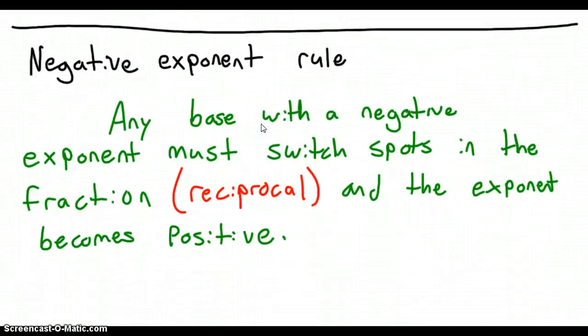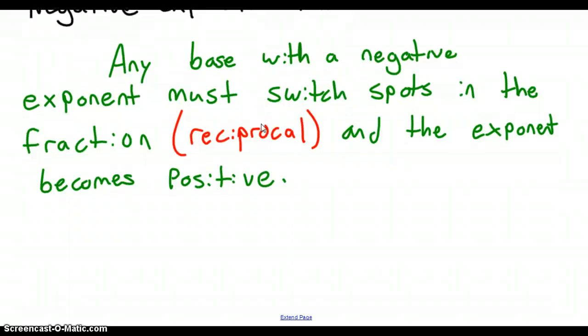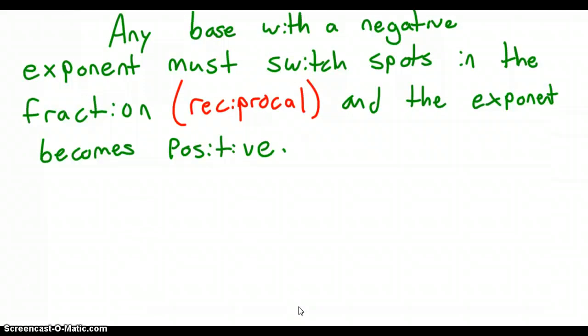So now let's look at the negative exponent rule. It's not quite as straightforward and simple as the zero exponent rule, but that's okay. So the negative exponent rule says any base, so we've already reviewed what that is, with a negative exponent must switch spots in the fraction, and that's called taking the reciprocal. And the exponent must become positive. Okay? So let's see some examples of what this could look like here for us.